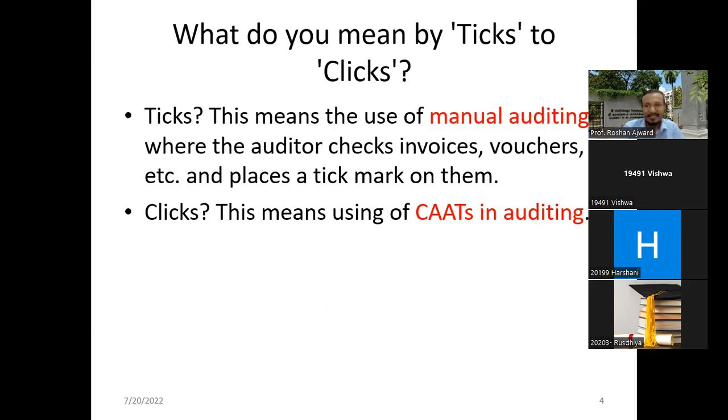You will go and tick the invoices, you will go and tick the other support documents. Likewise, you will be putting ticks. So you are checking the accuracy, completeness, and other things, and trying to achieve the audit objectives using this ticking. That's for manual audits. But on the other hand, when you are using clicks, it means you are using CAATs. So this is ticks versus clicks, meaning manual auditing versus computer assisted audit techniques.